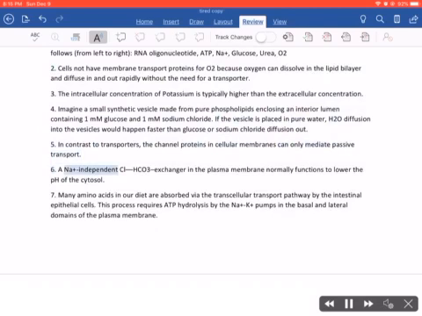6. A Na+-independent Cl−/HCO3− exchanger in the plasma membrane normally functions to lower the pH of the cytosol. 7. Many amino acids in our diet are absorbed via the transcellular transport pathway by the intestinal epithelial cells. This process requires ATP hydrolysis by the Na+/K+ pumps in the basal and lateral domains of the plasma membrane.